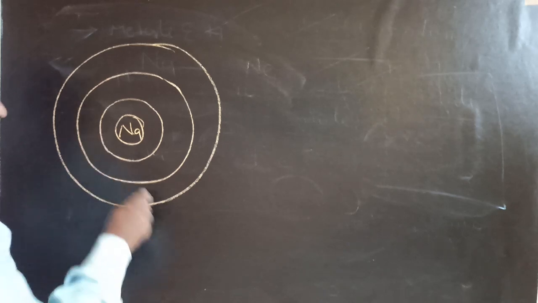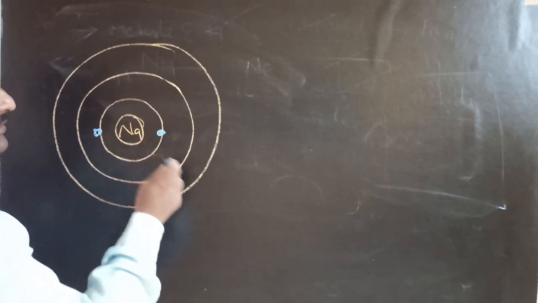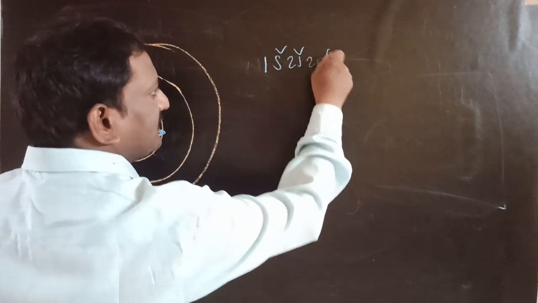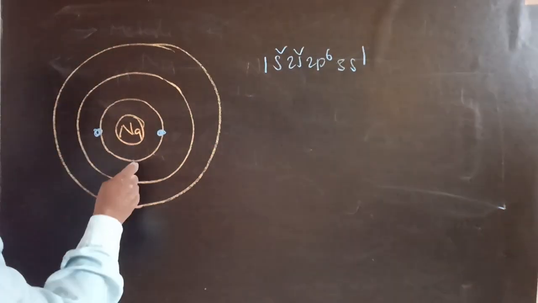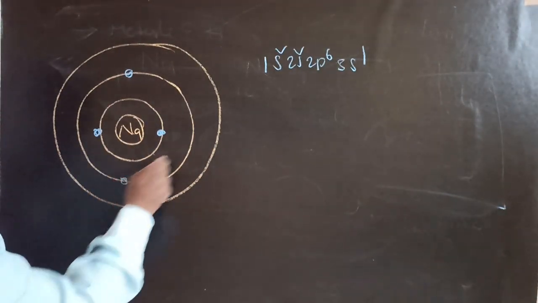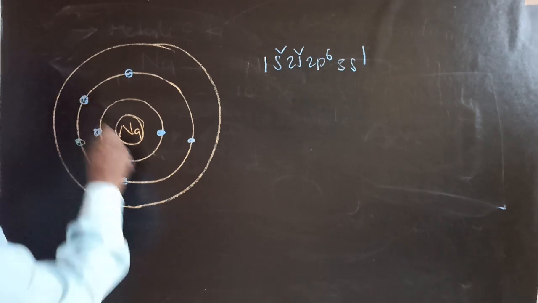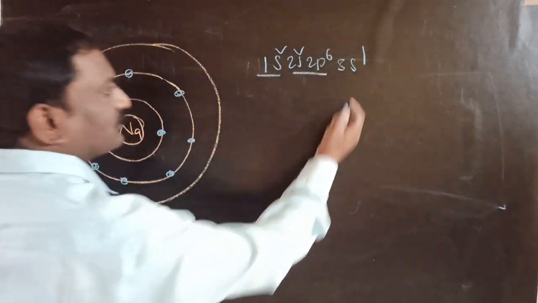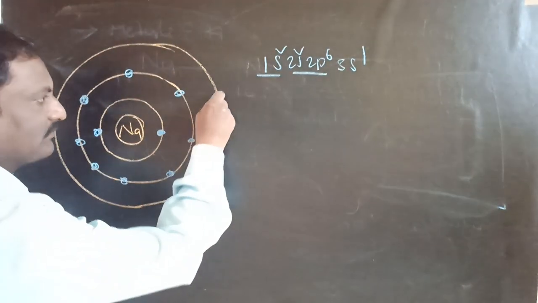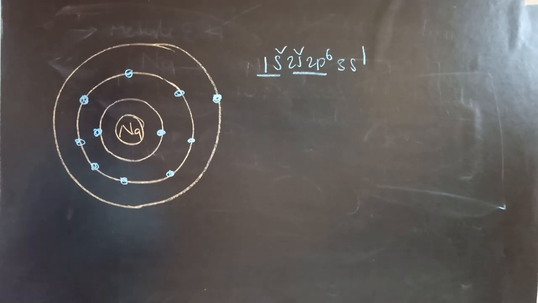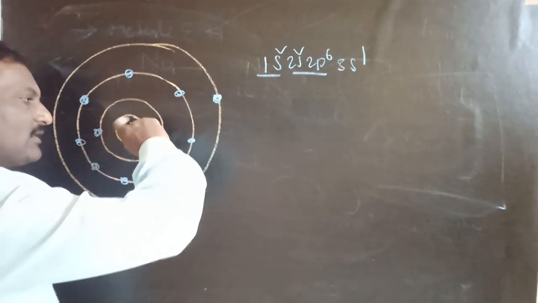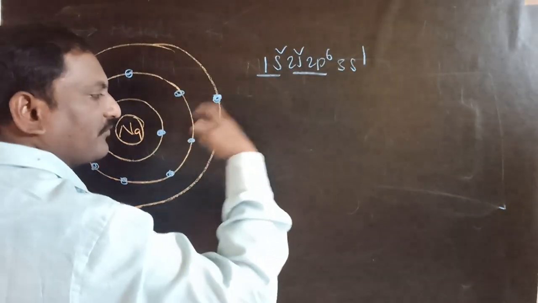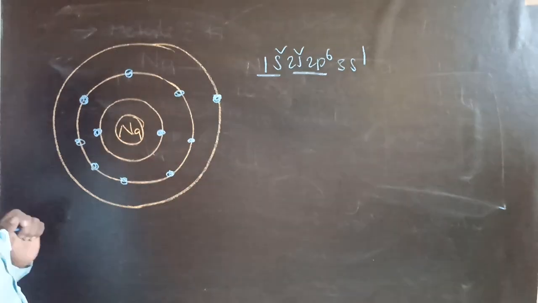In the first shell, 2 electrons are there. If you look at the electronic configuration of sodium, you will get sodium 1s2, 2s2, 2p6, 3s1. 2 electrons, then 8 electrons. Second shell, 8 electrons. First shell, 2 electrons. Third shell, only 1 electron. So, to convert sodium into a sodium ion, or in order to attain the nearest noble gas configuration of neon, it should lose 1 electron.